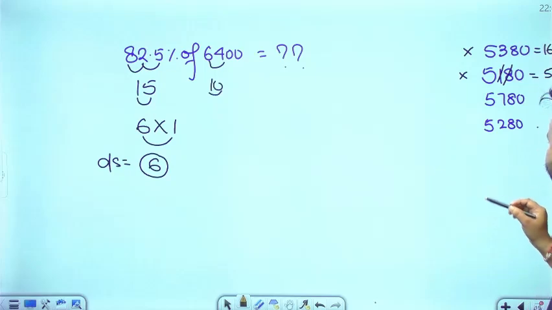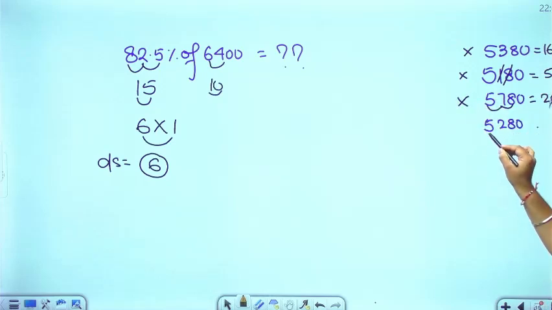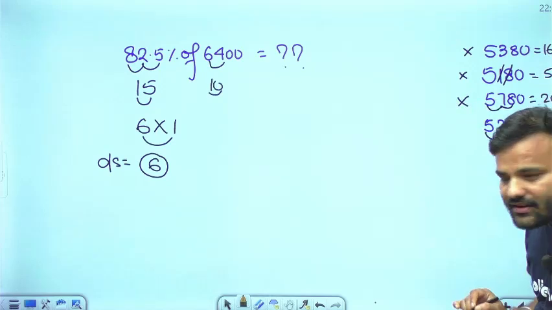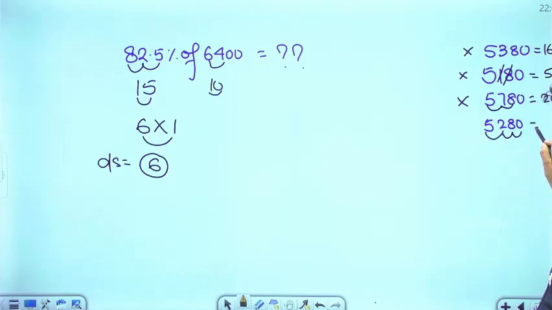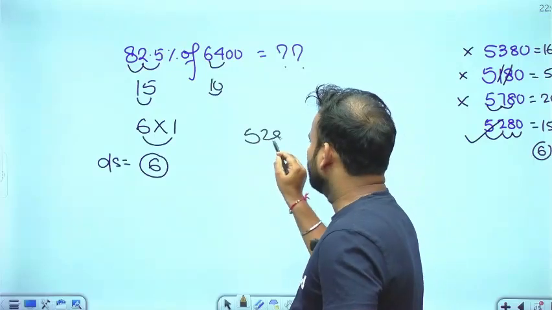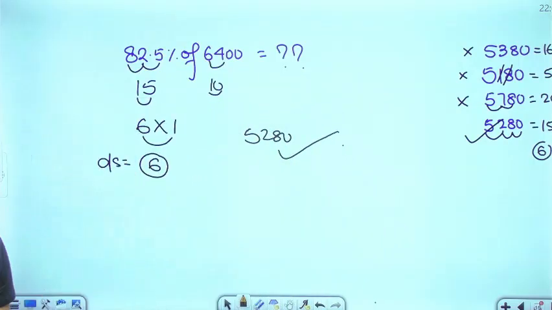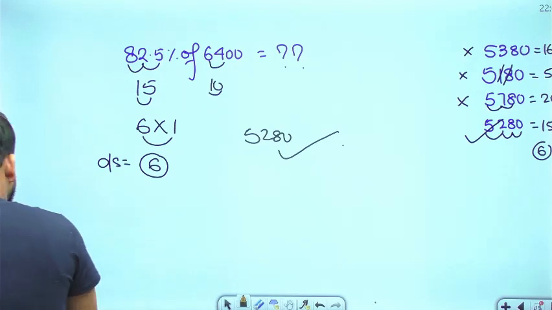What about 5780? 5 plus 7 is 12. 12 plus 8 is 20. So 20 has a digit sum of 2. This is also discarded. What about 5280? 5 plus 2 is 7. 7 plus 8 is 15. And definitely 15 has a digit sum of 6. So the answer will be 5280. 5280 will be the answer. Is it clear? Comment, is it clear or not?